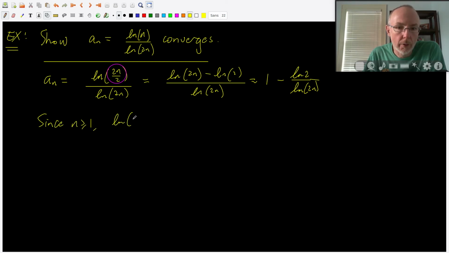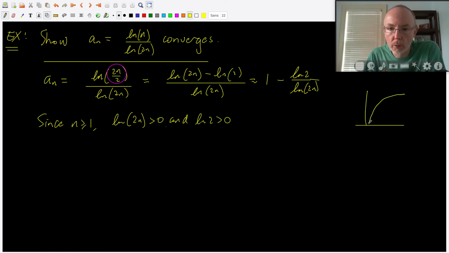That tells us that log of 2n is going to be positive, right? Log of 2n is going to be positive, and also log of 2 is positive. And think about the graph. The log function looks like this. Oops, not like that. That's a terrible log function. The log function looks like this when you plug, if this is a graph of the log of x, when you plug in a value that's bigger than 1, then you're going to get a positive number, right? A positive number coming out.